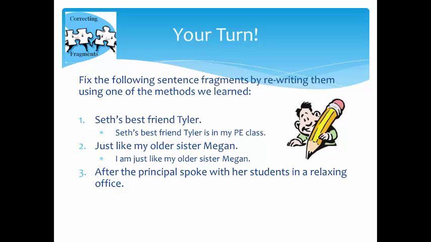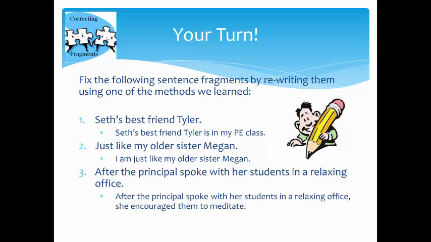Here's another one. After the principal spoke with her students in a relaxing office. Fix this sentence to make it complete. One way to fix would be to say, after the principal spoke with her students in a relaxing office, comma, she encouraged them to meditate.